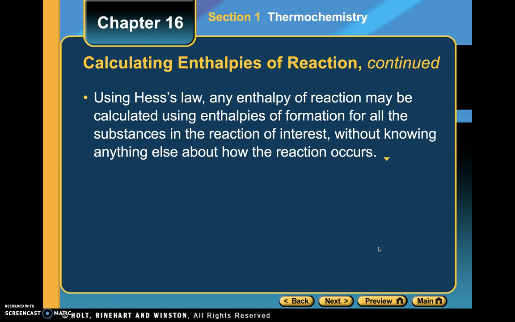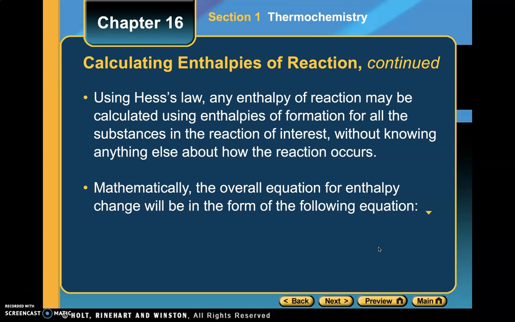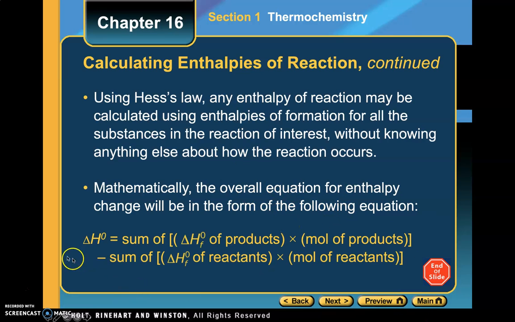Yeah, so again, we can do it for any substance of interest without knowing anything else about how the reaction occurs. You just need to be able to find the different component parts and cancel them out. Overall, enthalpy of reaction will always be in the form of the following equation. And again, that is the delta H at standard conditions is always going to be the sum of the products times the moles minus the sum of the reactants times the moles, right? So you have to think about the moles of products, the moles of reactants, and the delta H's for those various things.